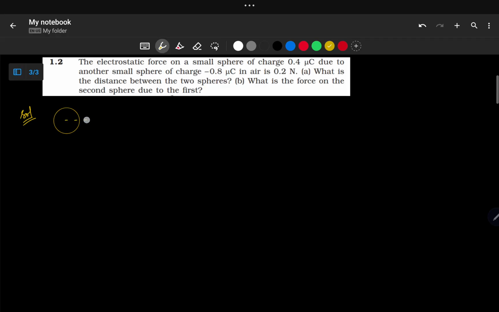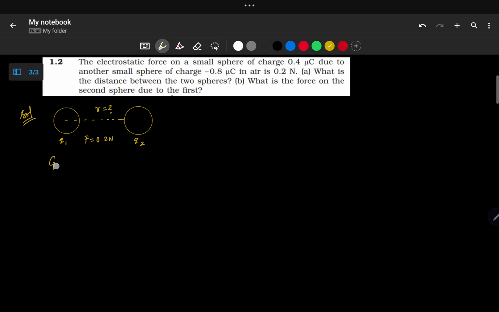So basically, we are given two charges, this and this. These are the two charges, q1 and q2. The distance between them is not given, and that we have to find. The force acting between them is F equal to 0.2 Newton. The values of q1 and q2 are given.